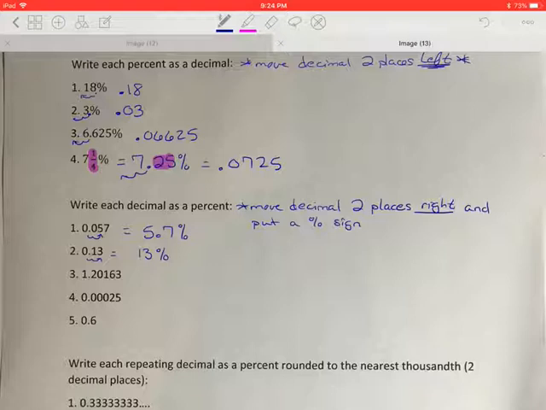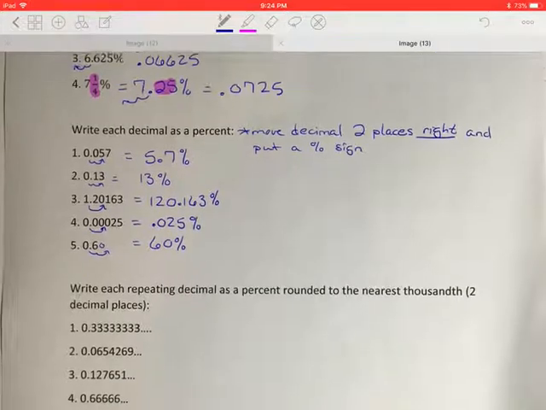Now remember, when we get down to ones that have got a lot of decimal places, we're not supposed to round unless we're told to. So if I move 2 places to the right, that would become 120.163%. For number 4, 2 places to the right, I still have 1 0 there, so that becomes 0.025, and don't forget your percent. And then for 0.6, I have to go 2 places to the right, so I do need a little 0 placeholder there, and that becomes 60%.